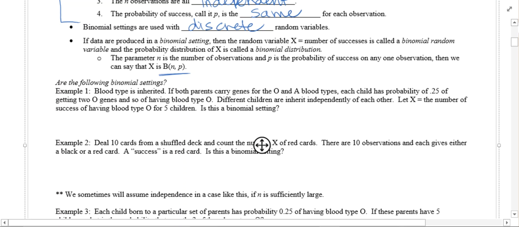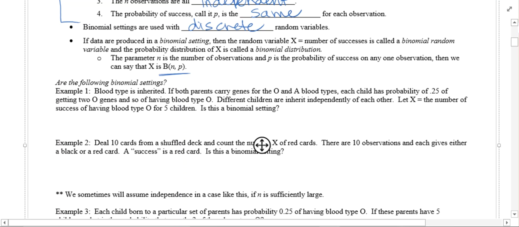Example 1, blood type is inherited if both parents carry genes for the O and A blood types. Each child has the probability 0.25 of getting 2 O genes and so having blood type O. Different children inherit independently of each other. Let X equal the number of successes of having blood type O for 5 children. Is this a binomial setting?